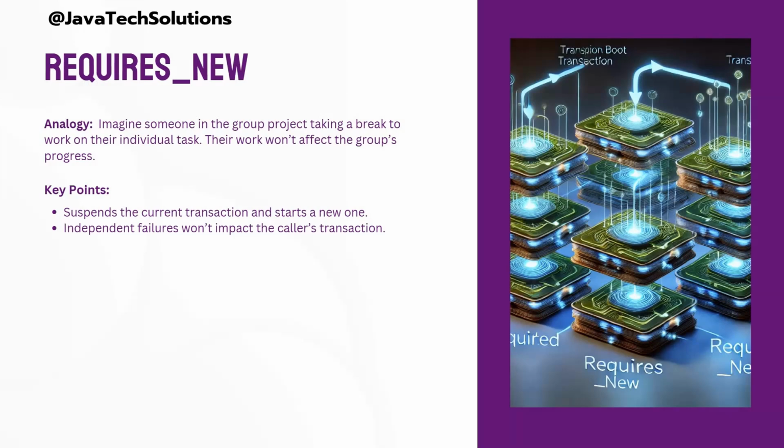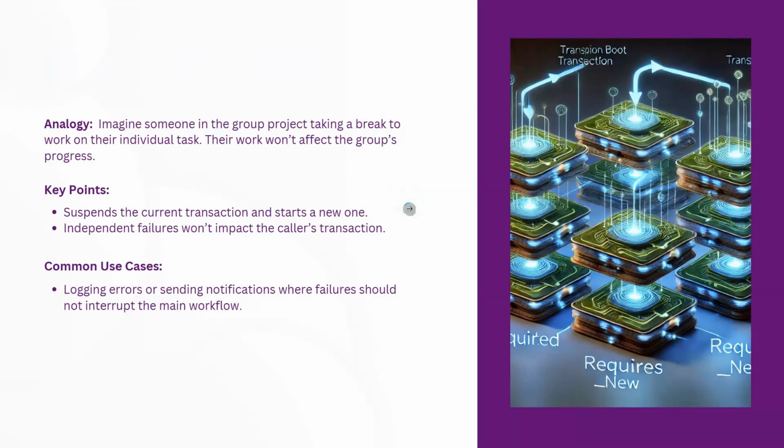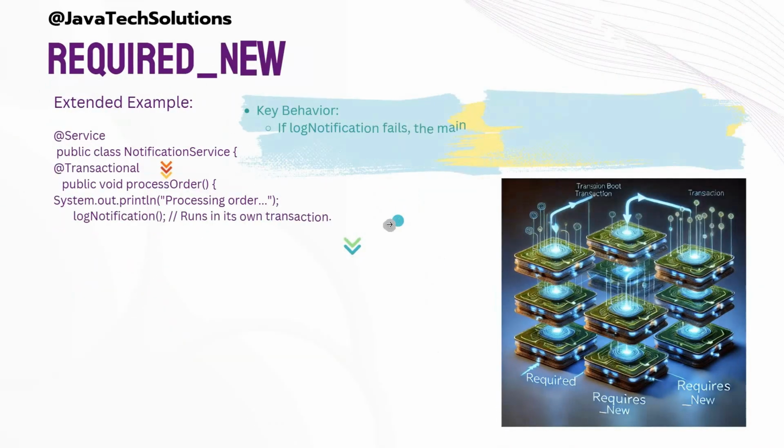Then, if we want to avoid the propagation of rollback, it prevents a rollback in the parent transaction from affecting specific operations. Even logging errors or sending notifications when failures should not interrupt the main workflow. So these are some common workflows where we are going to use REQUIRES_NEW. Now we will see one example over here.